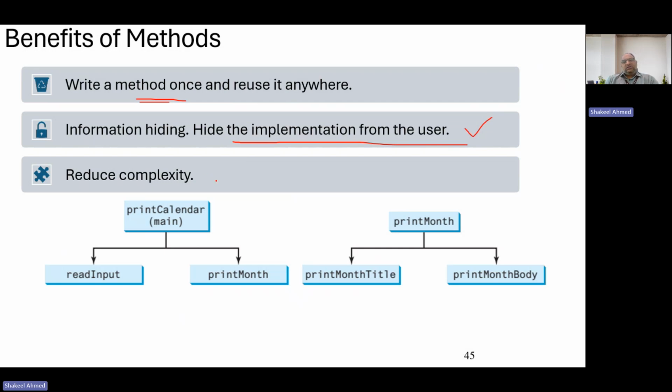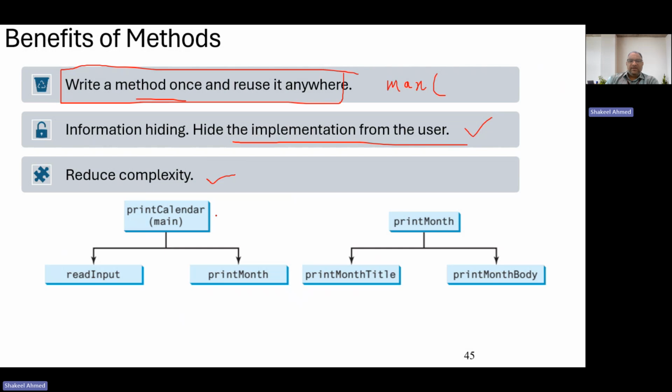You don't want the things to be complicated. You want the things to be made as simple, so you reduce the complexity. So write a method once and reuse it, like what we are doing. We write the method max one time, and we want to use it many number of times. You can use it, and you are hiding that information, and you can reduce the complexity.